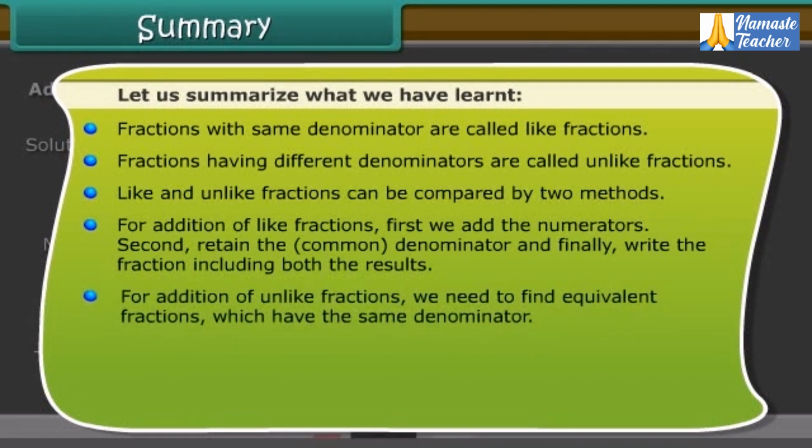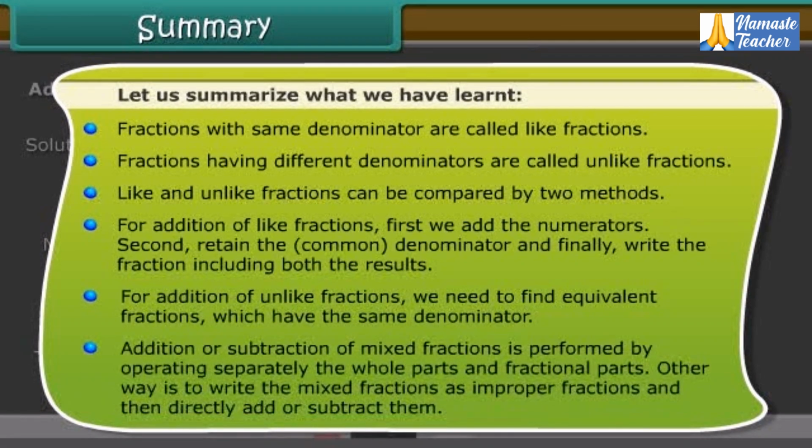For addition of unlike fractions, we need to find equivalent fractions which have the same denominator. Addition or subtraction of mixed fractions is performed by operating separately the whole parts and fractional parts. Other way is to write the mixed fractions as improper fractions and then directly add or subtract them.